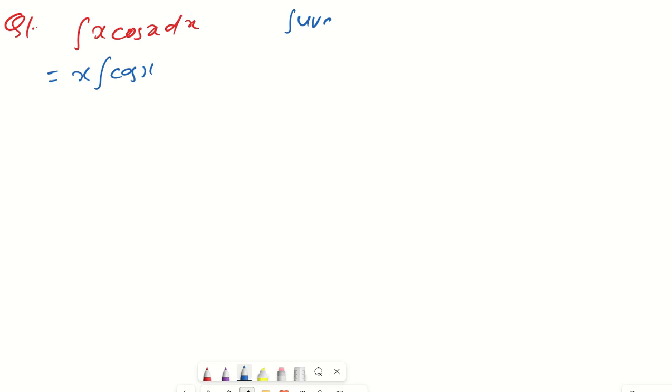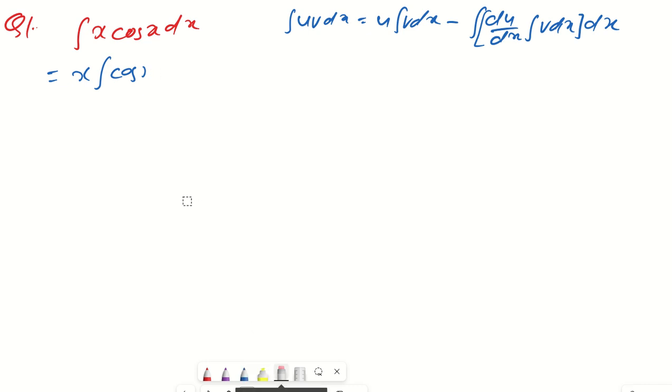So integration of u v dx is going to be u times integration of v dx, minus integration of differentiation of u into integration of v dx, whole integration. So this is the formula that we will use. Okay, now let us try to see that.